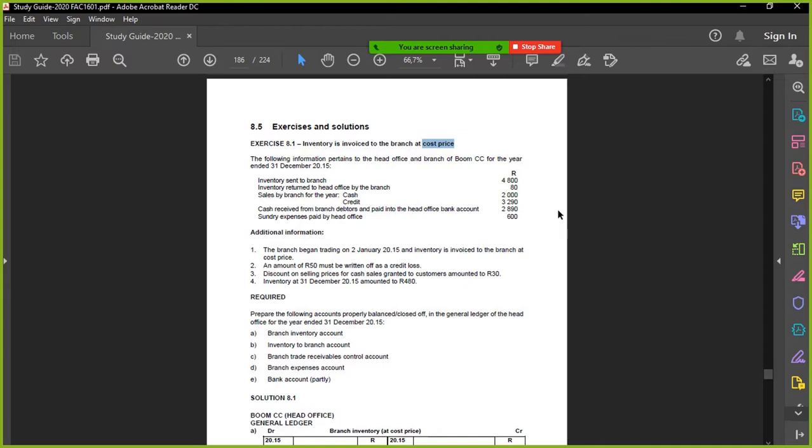What do you debit, what do you credit? Would this not be a balancing figure? A balancing figure? Why do you say it? It wouldn't be. Why do you say balancing? Is this not the amount that they sent over the year to the branch from head office? Yeah, it is. It's the inventory that was sent. So it's going to be what? Debit, credit? Go back to the notes.